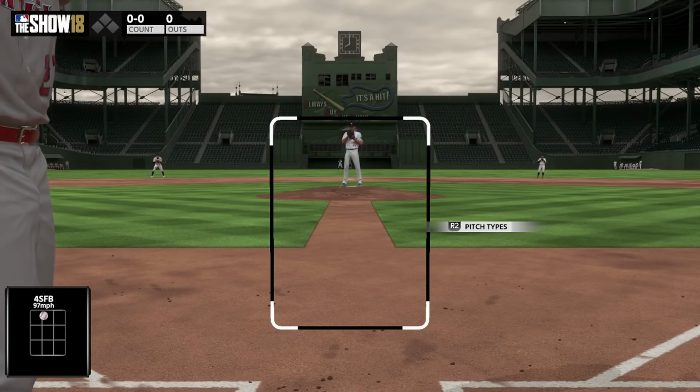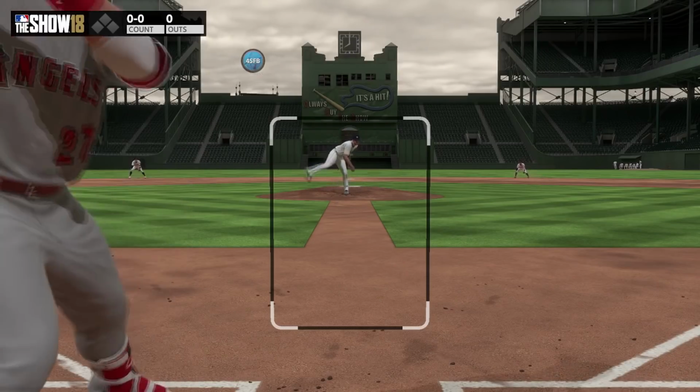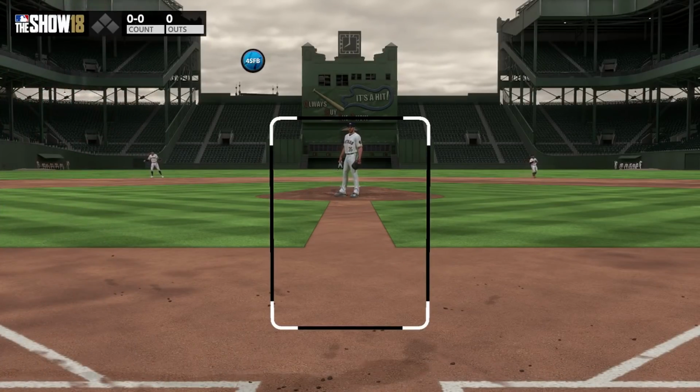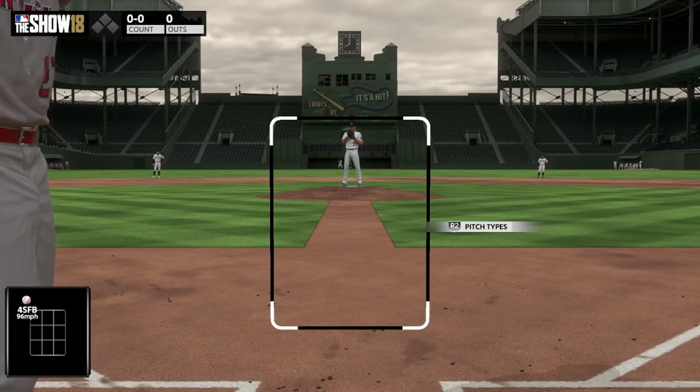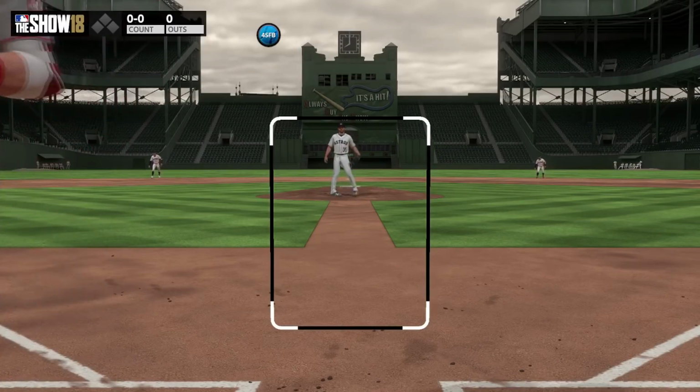And similar to the other interfaces, your timing is going to affect where you hit the ball. So for instance, if there's a ball on the outside corner and I press my stick up and to the right, if I'm early on it, I'm still going to pull it. It's going to hit to the left side of the field. So timing still dictates where the ball is going to be hit. It's realistic. It makes sense.